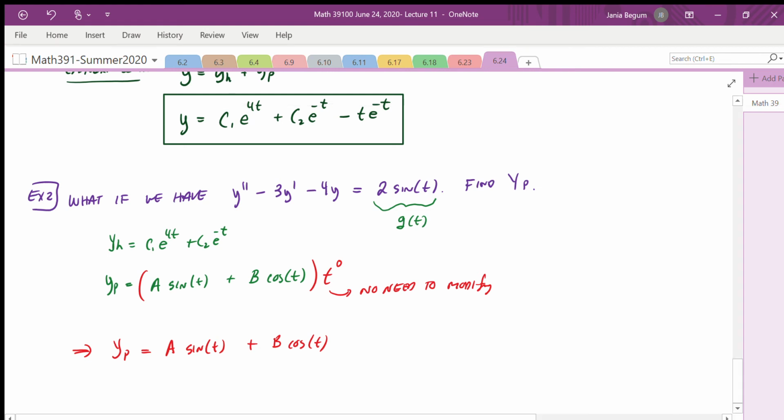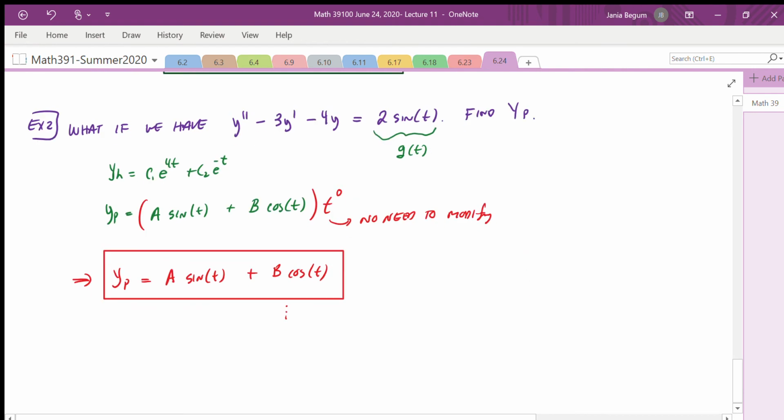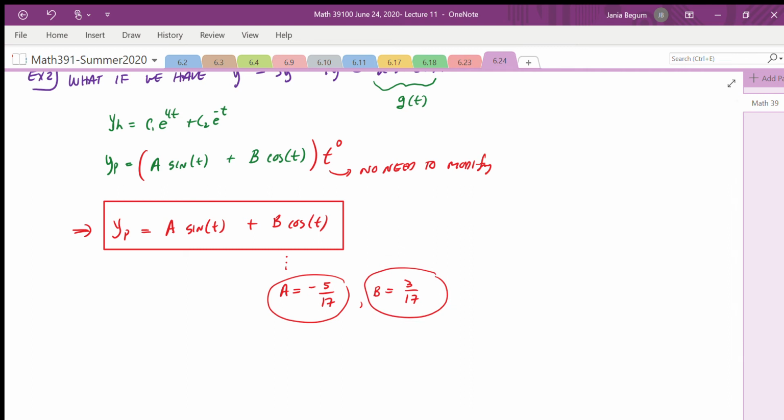And then to actually find these unknown coefficients, a and b, you just have to go through its derivatives, first and second, plug it back in, and it's going to be a long way to solve. So you can do that as a fun exercise to test your algebra skill. If you do work this out later, you will see that a would be negative 5 over 17, and b is going to be 3 over 17. So those are the unknown coefficients. If you work it out, make sure you get those coefficients correctly.